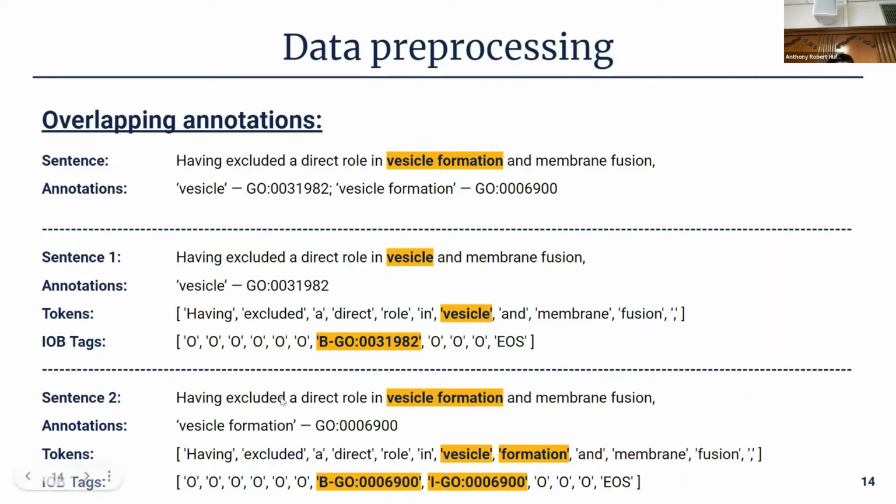So in the first case, since we have only vesicle, it is annotated to 31982, but in the second case, since we are considering the whole phrase, it is annotated to a different GO term, B-GO and then I-GO.